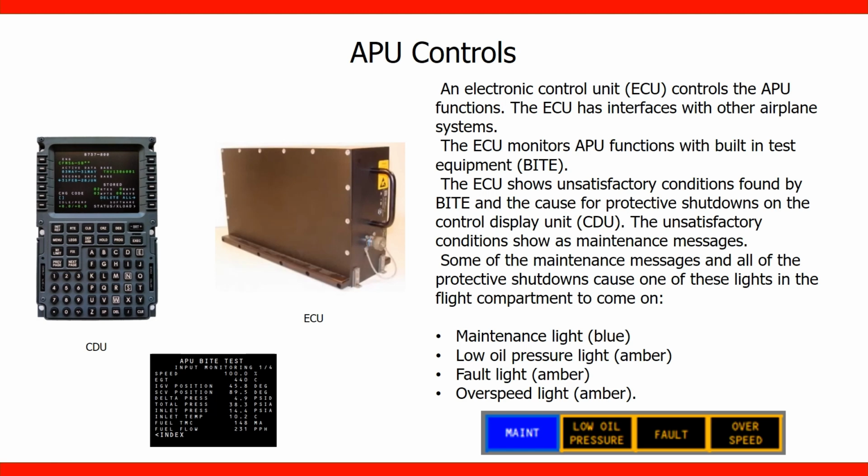Some of the maintenance messages and all of the protective shutdowns cause one of these lights in the flight compartment to come on: maintenance light, low oil pressure light, fault light, overspeed light.